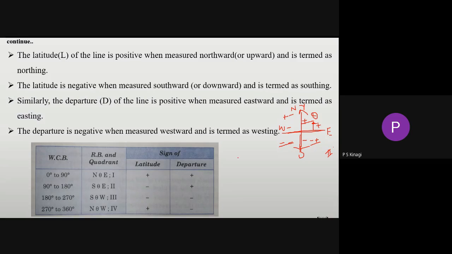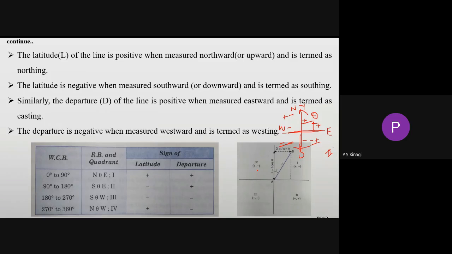So you must remember that one, it will help in solving these sign conventions in the balancing of the traverse work. Then lastly, this is the same diagram I am taking. In the first quadrant latitude and departure are positive, in the second quadrant latitude is negative and departure is positive, in the third quadrant both are negative, and in the last, fourth quadrant, latitude is positive and departure is negative.